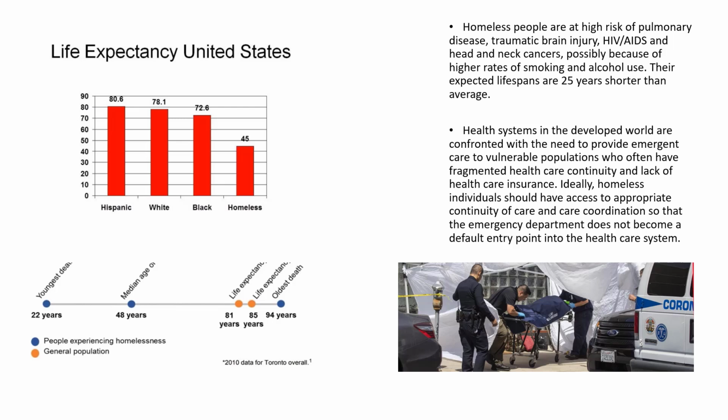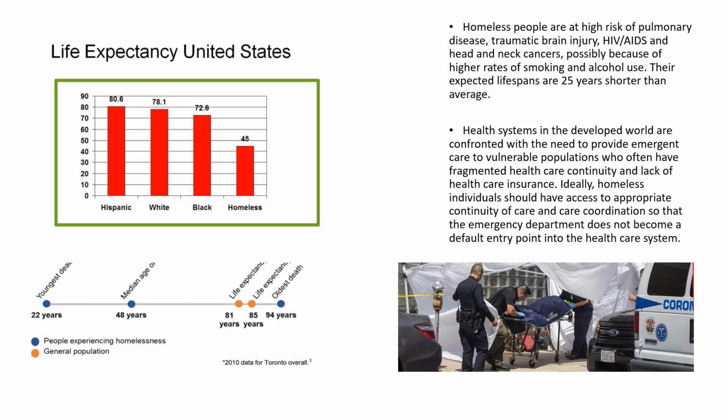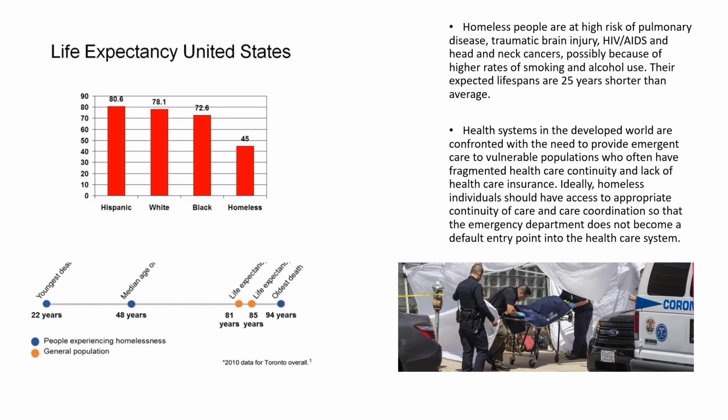So let's take a look at the life expectancy in the United States, comparing the homeless population, the Black population, the white population, and the Hispanic population. And you'll notice that the Hispanic, white, and Black population vary for a few years: 72.6 for the Black, 80.6 for the Hispanic, and 78.1 for the white. But the homeless, no matter if they're Black, white, Hispanic, or whatever ethnicity, the average death is at 45 years of age.